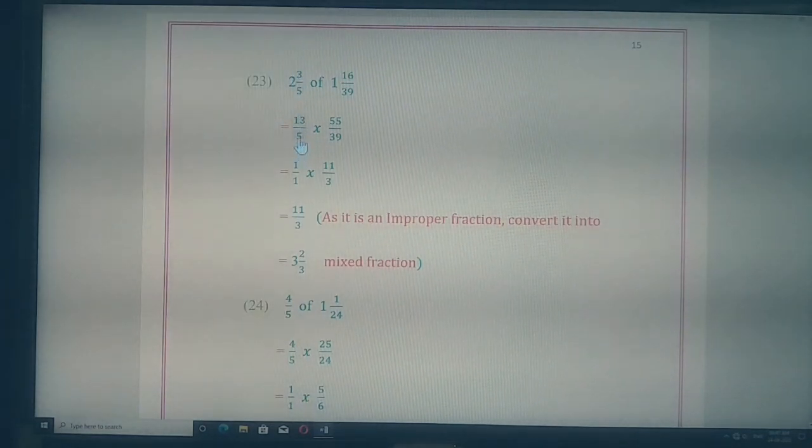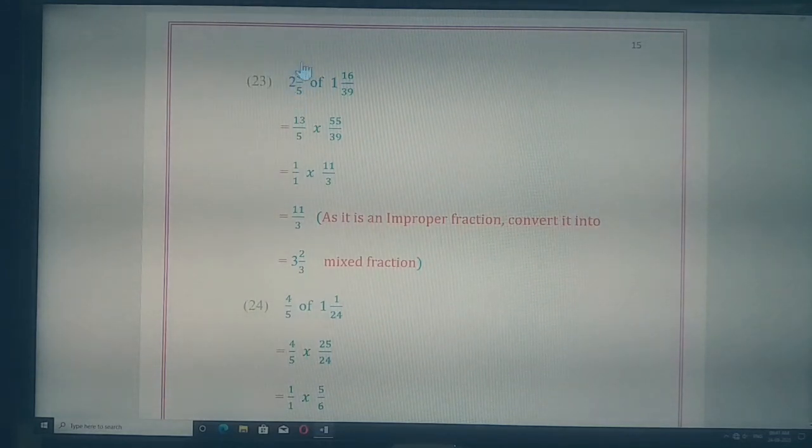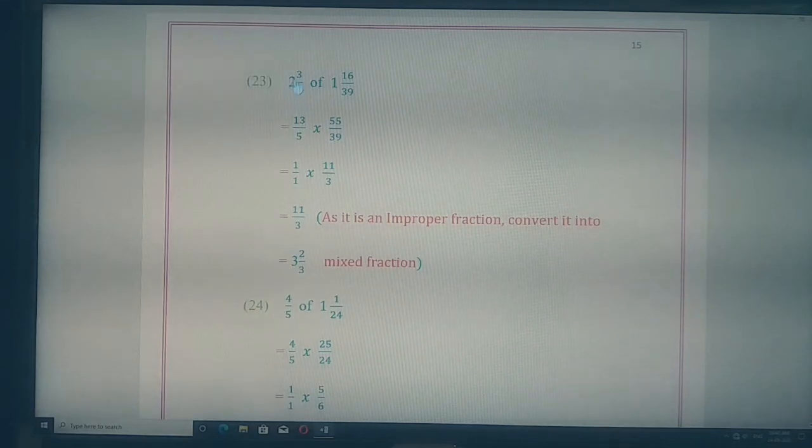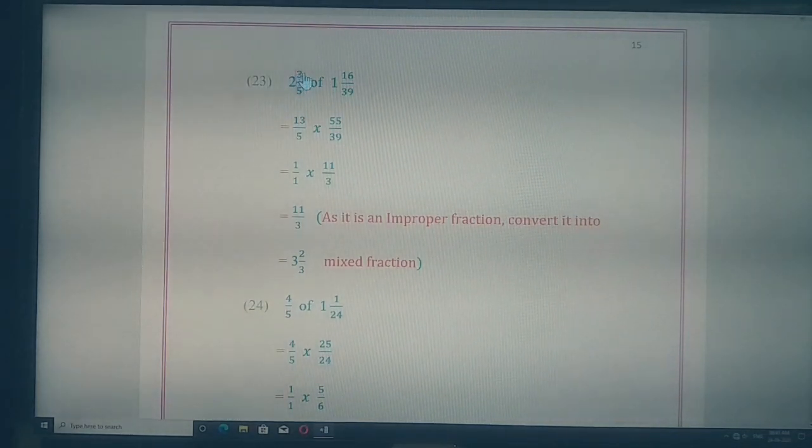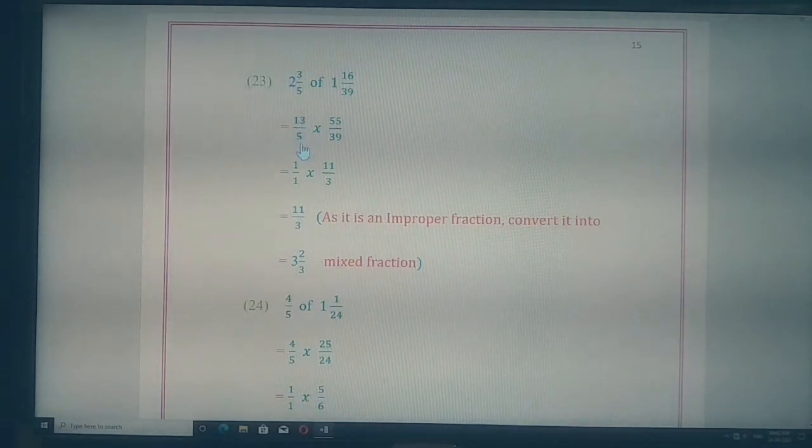The denominator 5 will remain as it is. In order to convert the mixed fraction into an improper fraction, we have to use the multiplication addition rule. First, we have to multiply and then the answer we have to add with the next number in the numerator. 5 2s are 10 and the answer 10 has to be added with 3. So 5 2s are 10 plus 3, 13. 13 upon 5 will be our answer.